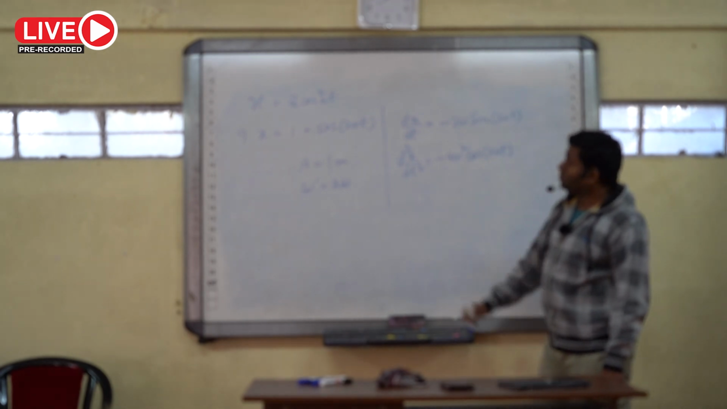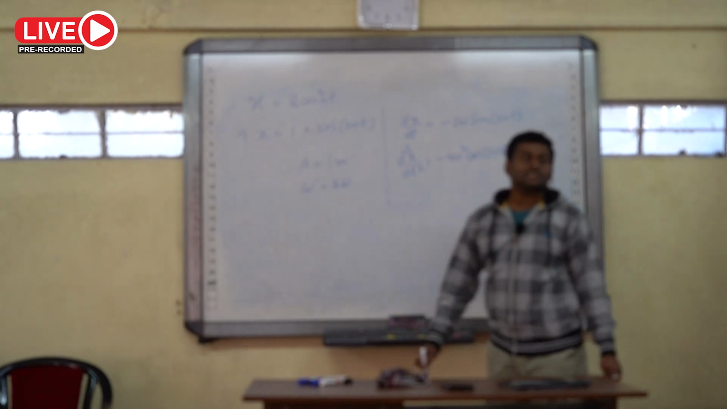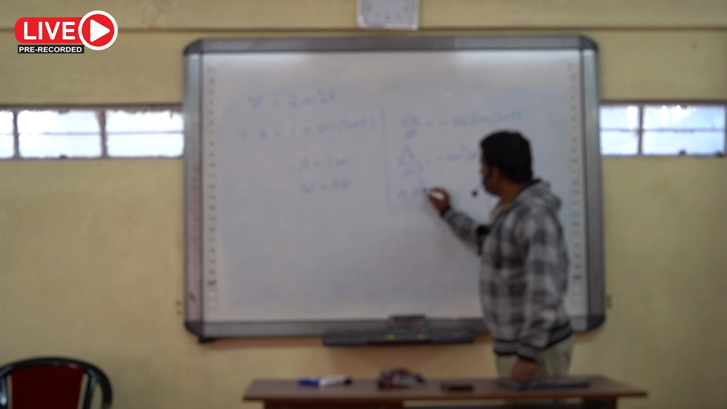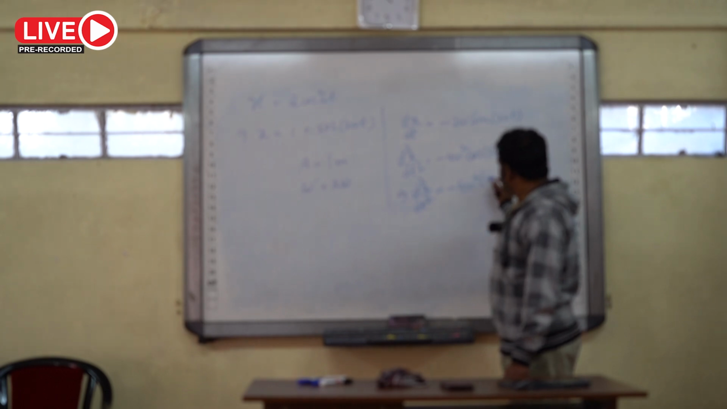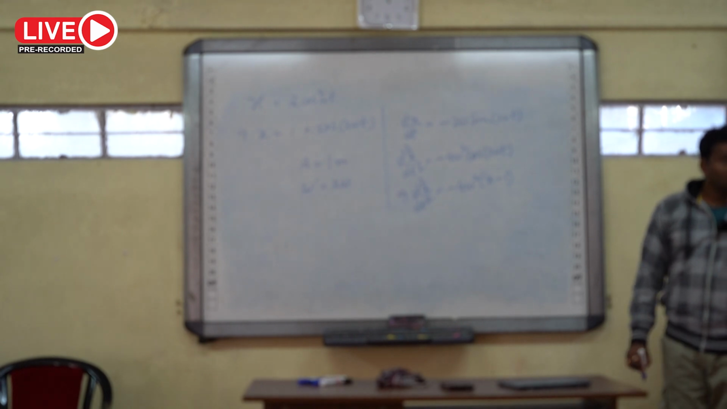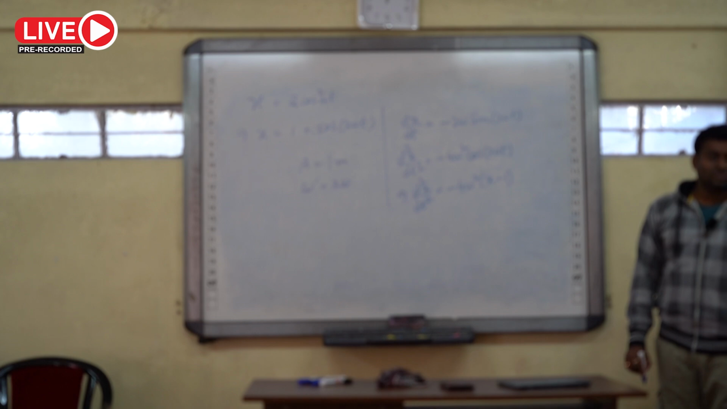But what is cos 2 omega t? Cos 2 omega t means x minus 1. So you can put here d2x dt2 equal to minus 4 omega square into x minus 1. Okay, minus 4 omega square into x minus 1.